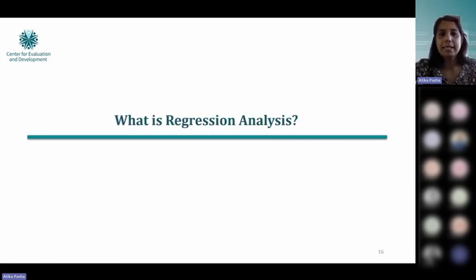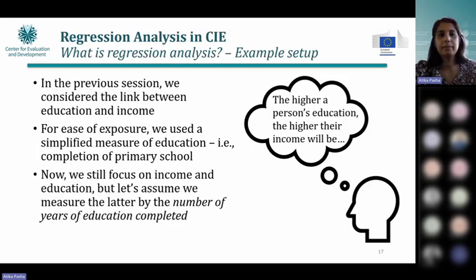Okay, so what is a regression analysis? Again, if you remember, we were looking at the link between education and income. And we had simplified our measure previously, wherein we dichotomized it, or we created a binary variable. And the variable was simply saying, did you complete primary education? Did you not complete primary education, right? And based on this, we were testing those who've completed and those who've not completed, whether there's a difference in their income. And our null hypothesis was that there is no difference in their income.